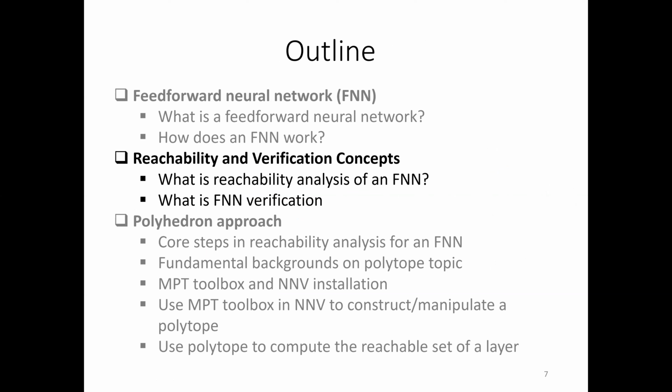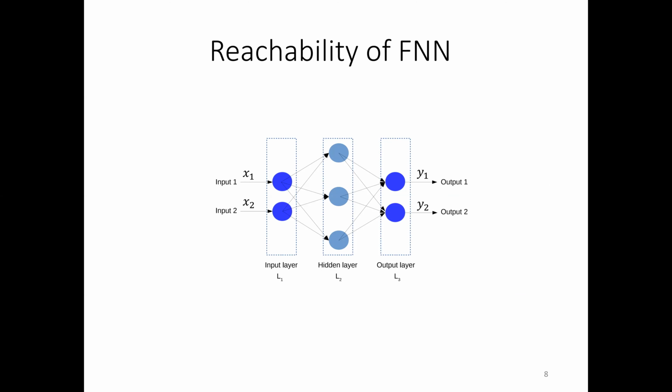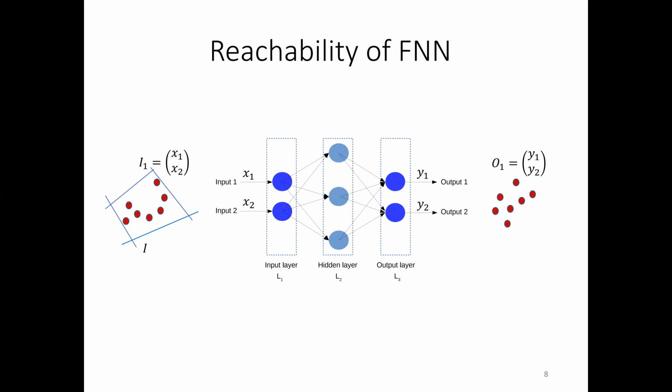Okay. So now we introduce the concept of reachability and verification. So what is the reachability analysis of a feedforward neural network, and what is feedforward neural network verification? Okay. So now you have this example again, and if you have a single point input, you evaluate, you get a single output point, right? And then the same, when you get another input point, you get another output point. And if you get a bunch of input points, you get a bunch of output points corresponding to those input vectors, right?